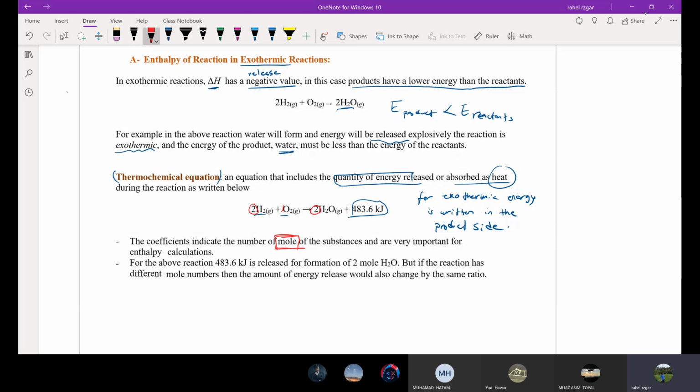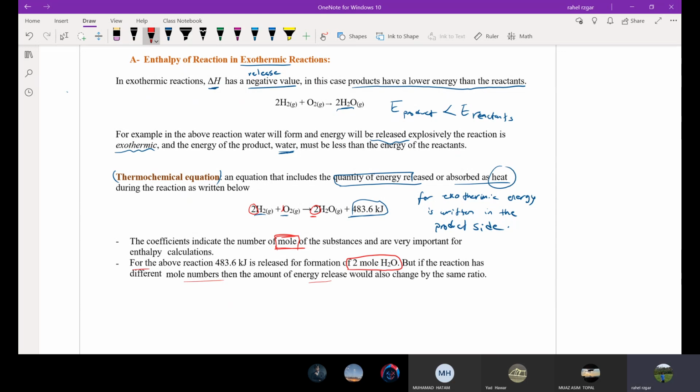So for example, in order to form 2 mole of H2O, as you can see from this explanation for the above reaction, 483.6 kilojoule is released. For what? For the formation of 2 mole H2O. But if the reaction has a different mole number, then the amount of energy released would also change by the same rate.